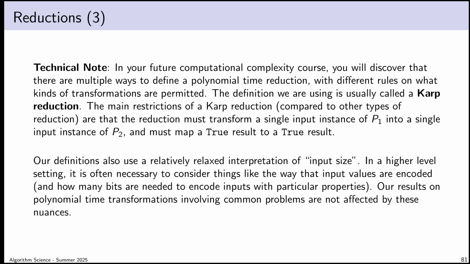Here is a wall of text so that people don't send me angry emails. In your future computational complexity course, as I said a minute ago, you will see that there are actually multiple ways of defining reductions in general and polynomial time reductions in particular. And the different ways you can define these reductions have different rules. There are some types of reduction that are very strict and some types that are a little bit less strict. So in case you care, the one that we have defined here is something called a Karp reduction.